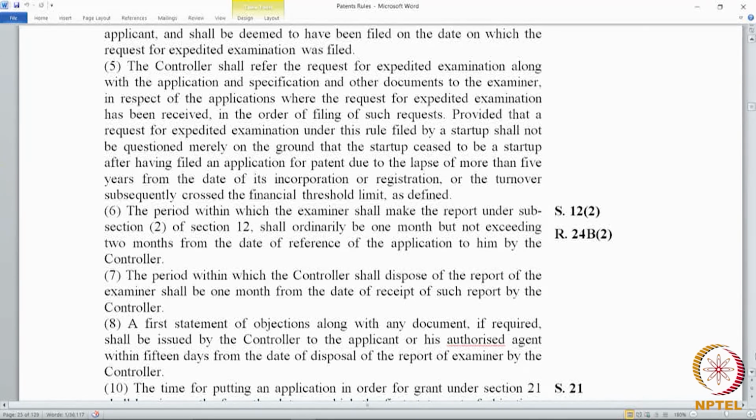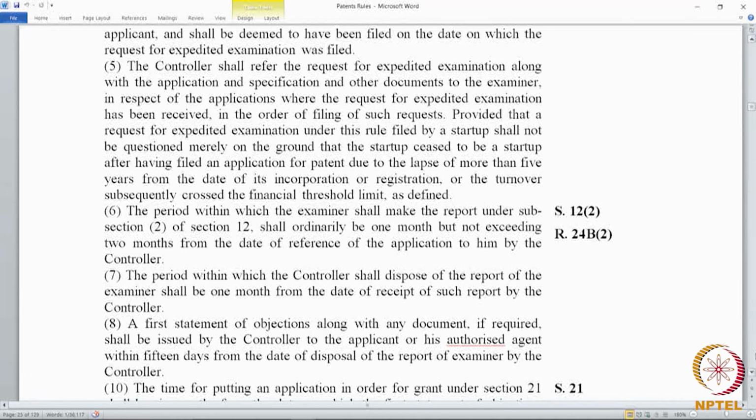The controller shall refer it to the examiner, provided that a request for expedited examination under this rule filed by a startup shall not be questioned merely on the ground that the startup ceased to be a startup after having filed the application for patent due to the lapse of more than 5 years from the date of its incorporation or registration, or turnover subsequently crossed the financial threshold limit as defined.